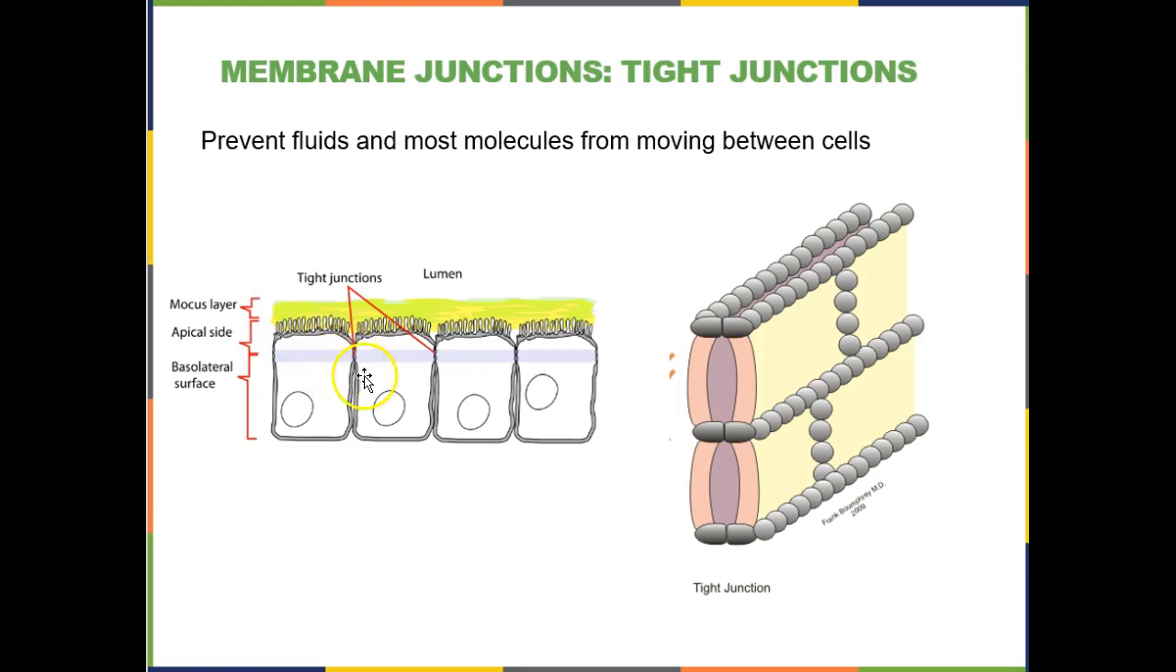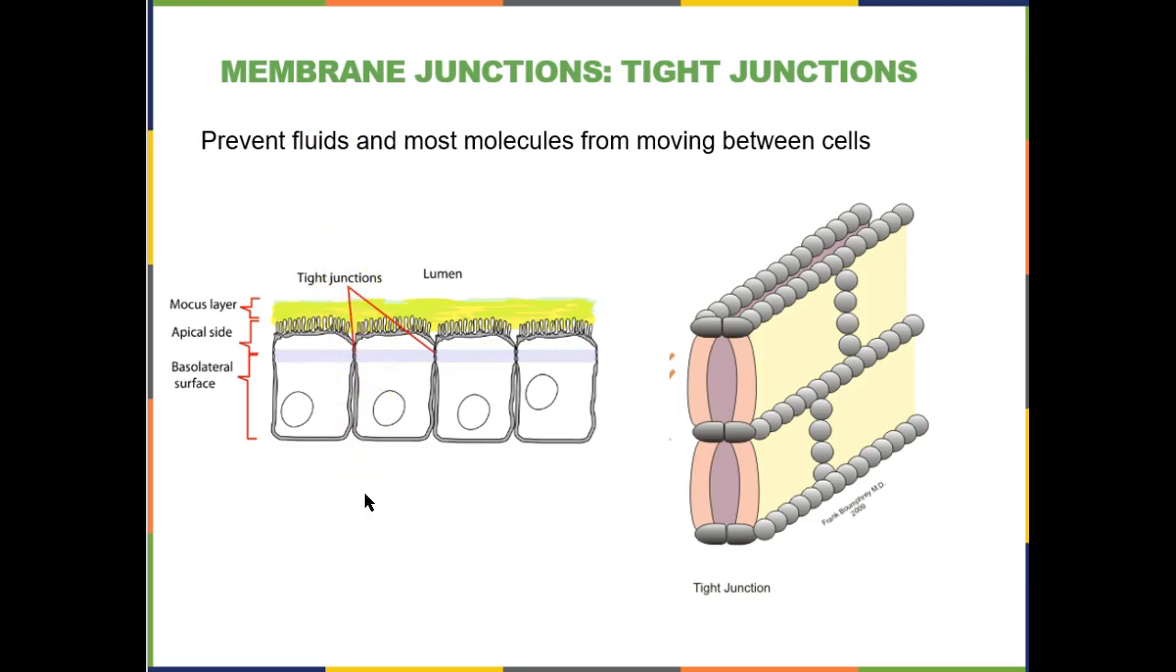So if we assume there's tight junctions here and we zoom in on that, it would look like this, where this is the cell membrane of this cell and this is the cell membrane of that cell. And what the tight junctions are doing is preventing anything from slipping in between the two cells here.